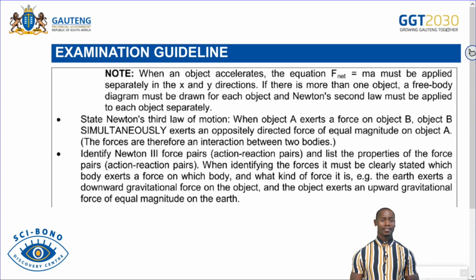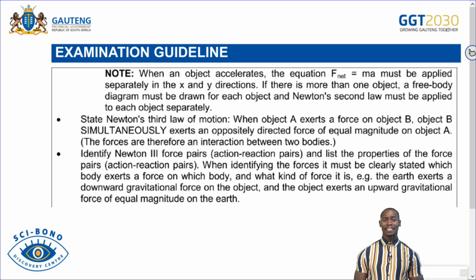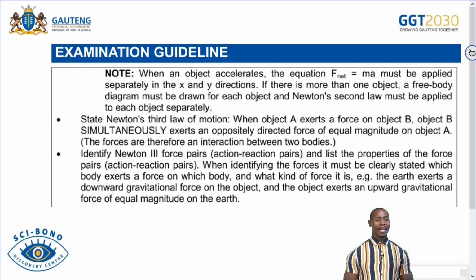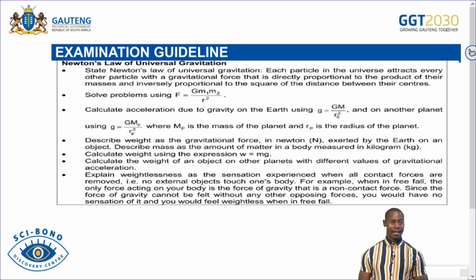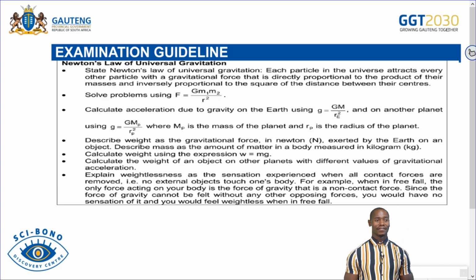This is how we have to state Newton's third law in words. When object A exerts a force on object B, object B simultaneously exerts an oppositely directed force of equal magnitude on object A, right? And also, under Newton's third law, after this lesson we must be able to identify action-reaction pairs, right? Then Newton's law of universal gravitation.